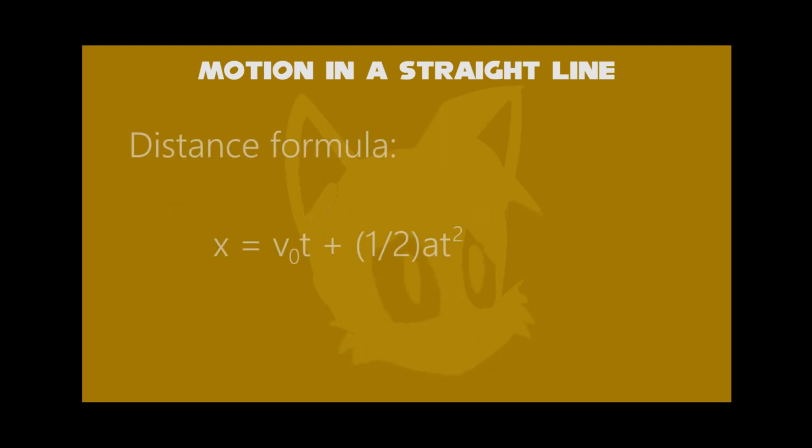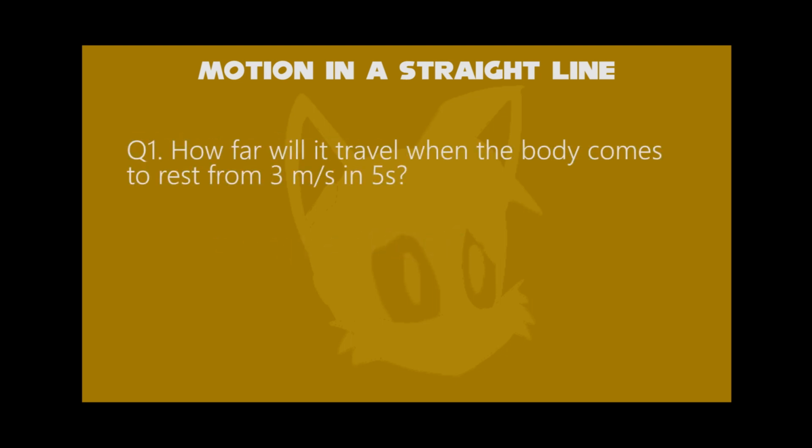For one thing, the distance formula x with velocity and acceleration is equal to v0 t plus half at squared, before differentiating to get the velocity. We will solve this question for you.